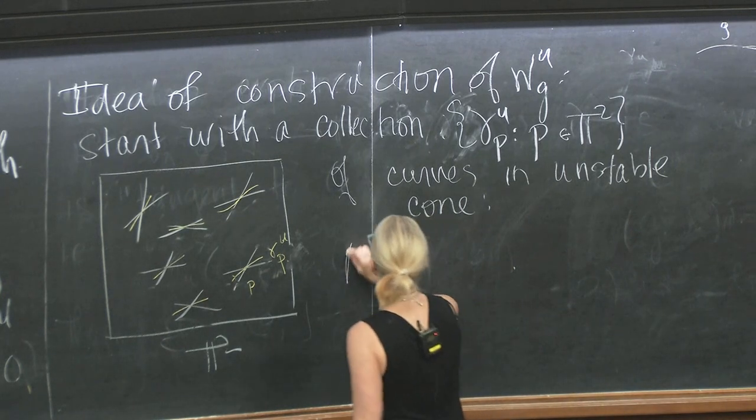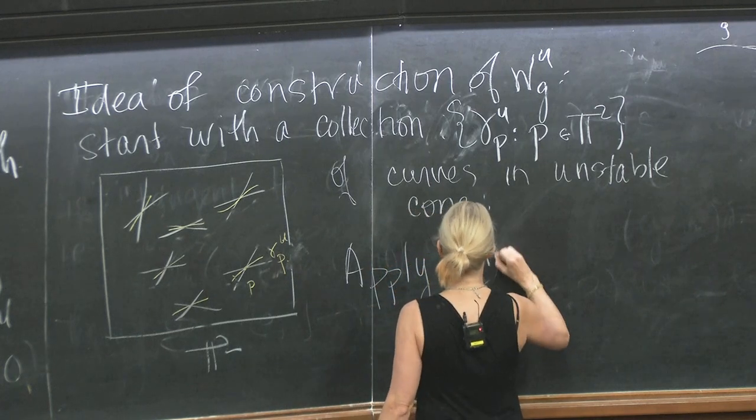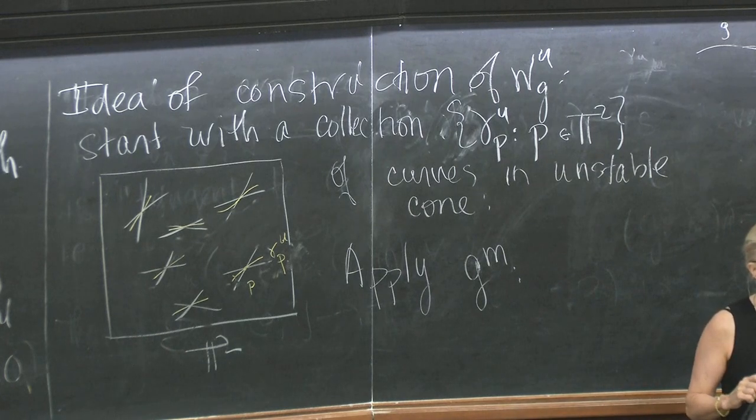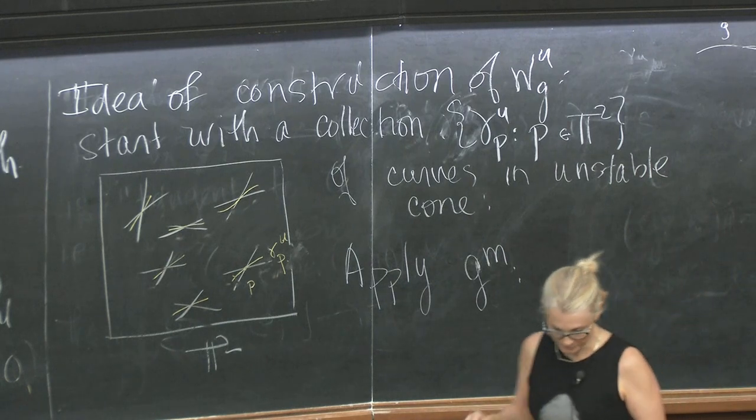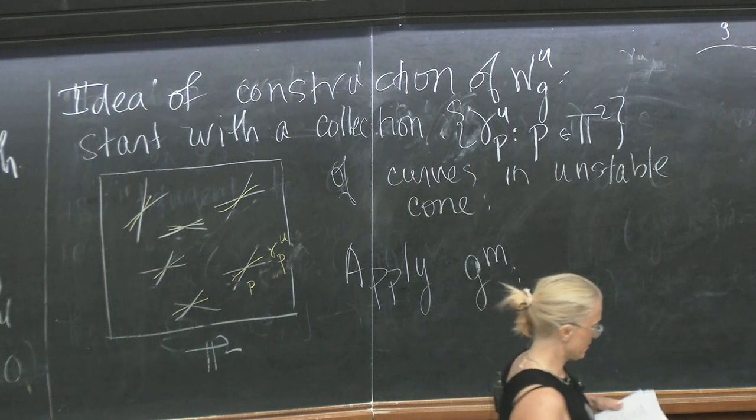So I apply g to the m, where m is very large. And what happens to these curves? Well, they move around. So let me just draw a picture around one point.